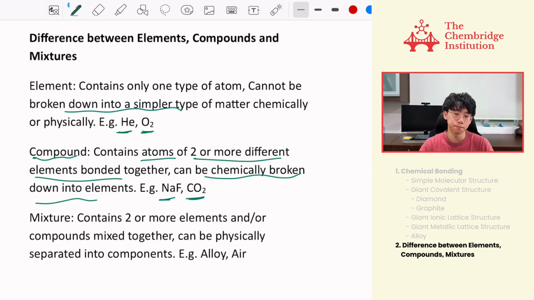Next, we have mixtures. Mixtures generally contain 2 or more elements and or compounds that are mixed together. Remember, they're not bonded. They're just mixed together in the same pile, and these can be physically separated into different components. For example, alloys, which we've already gone through, are mixtures of metals with other elements, or your air. Air is a very common mixture that you can think about. Air has different molecules, for example, your carbon dioxide, your oxygen, your nitrogen gas, and many more.